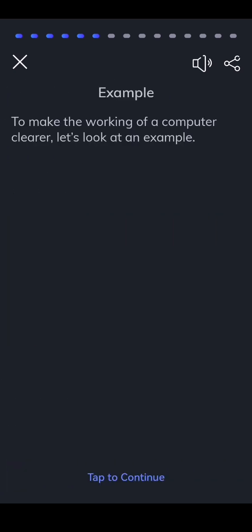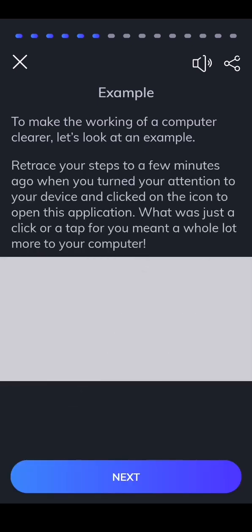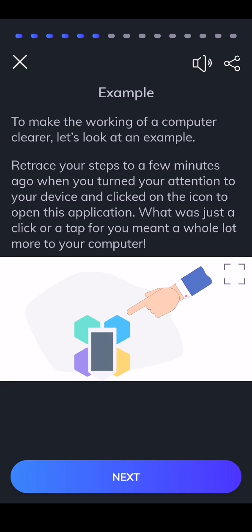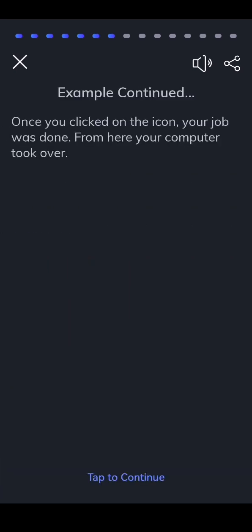To make the working of a computer clearer, let's look at an example. Retrace your steps to a few minutes ago when you turned your attention to your device and clicked on the icon to open this application. What was just a click or a tap for you meant a whole lot more to your computer. Once you clicked on the icon, your job was done. From here your computer took over.